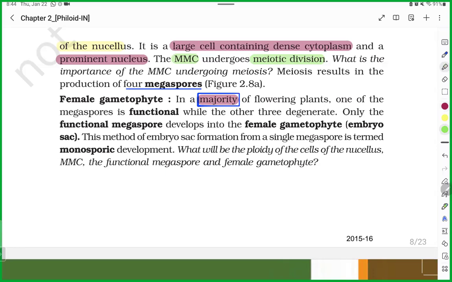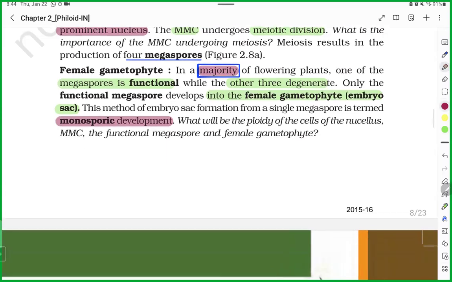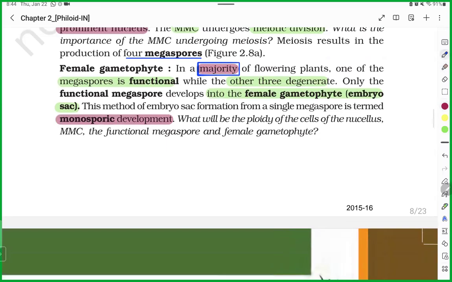Only one megaspore is functional, the remaining three will degenerate. This functional megaspore develops into the female gametophyte or embryo sac. You will not face an issue here. Embryo sac formation from a single megaspore is monosporic development. Only one megaspore develops. That is monosporic development.